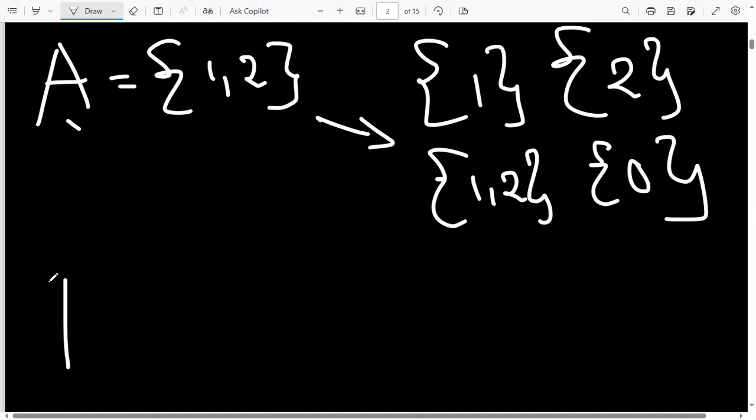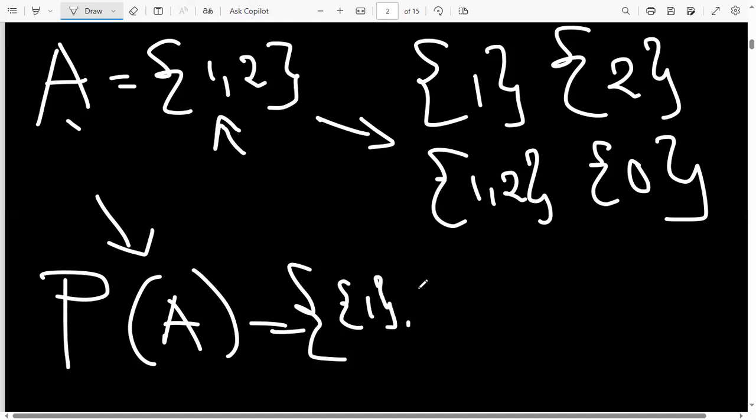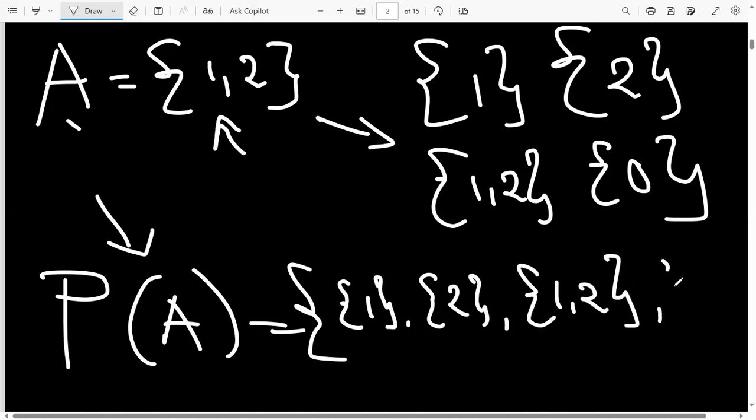Okay, so you see the power set of A. This is the notation that you use, power set of A, P of A. It means power set of A. So the power set of A will be a set that will contain all the subsets of this A. So here inside you're going to write 1 as your first element, and then 2 as the other element, okay? The set itself, and then you're also going to put the empty set like that, okay?